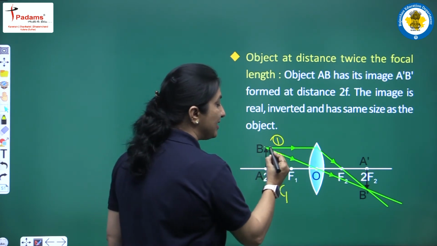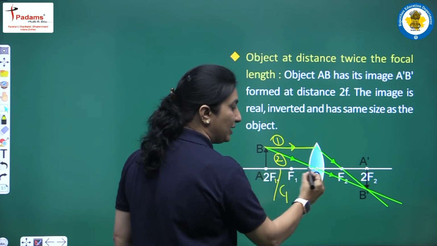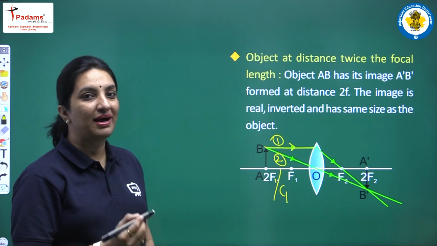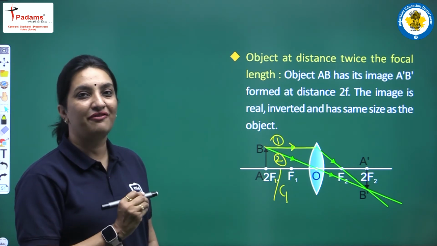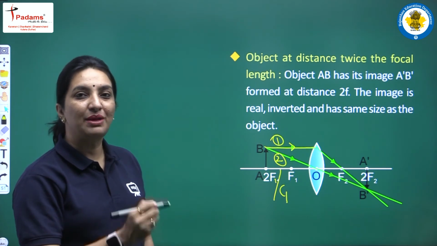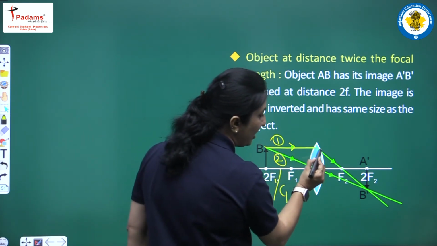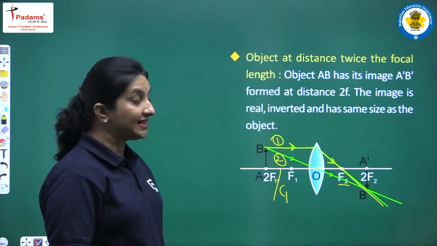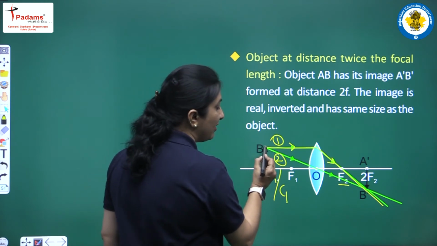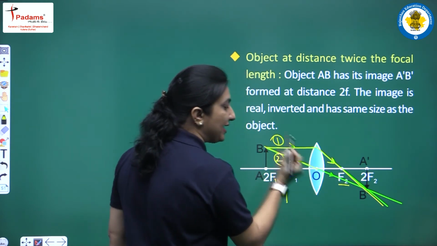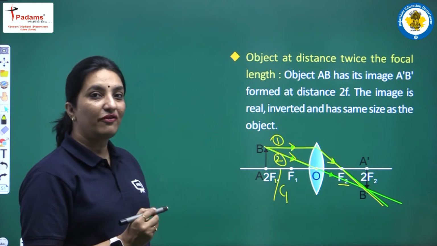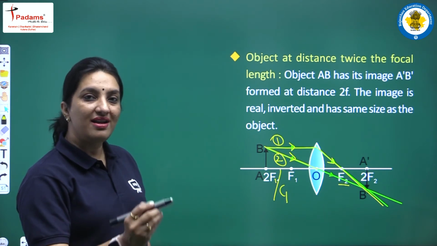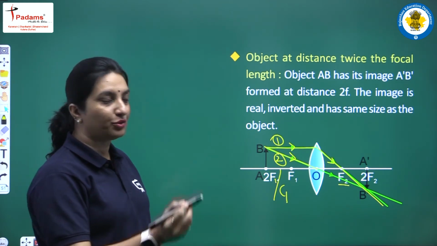So what we see is that the first ray of light is coming parallel to the principal axis, and as we know all the rays of light coming parallel to the principal axis after refraction will go through the second principal focus. So this ray of light will move through the second principal focus F2. The second ray of light which I have taken is incident towards the optical center, and as we know the ray of light which is incident on the optical center will move undeviated, that is it will go straight through the lens.